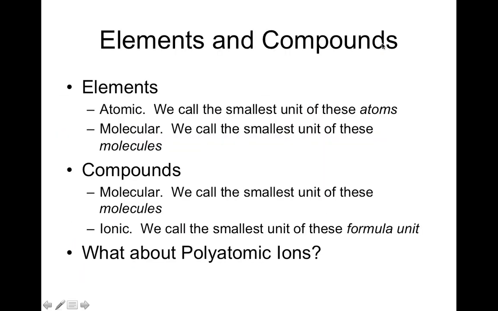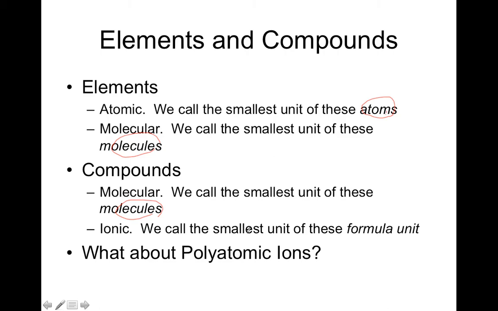Okay, so in review, elements are either going to be atomic or molecular, and we call the smallest unit of atomic elements atoms, and the smallest units of molecular elements we call molecules, of course. Now, compounds can be either molecular or ionic. The smallest unit of molecular compounds we call molecules. I realize it sounds redundant, but it's worth appreciating. And then finally, ionic, we call the smallest unit of these the formula unit.